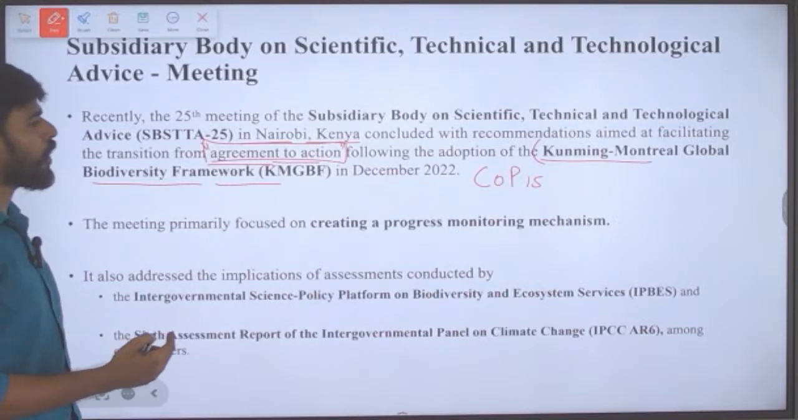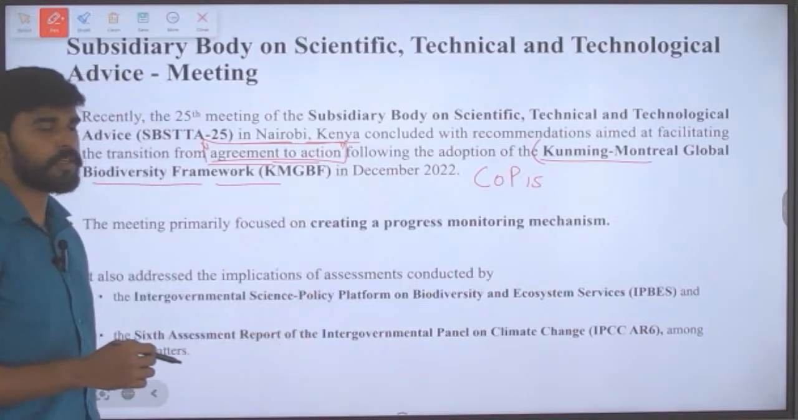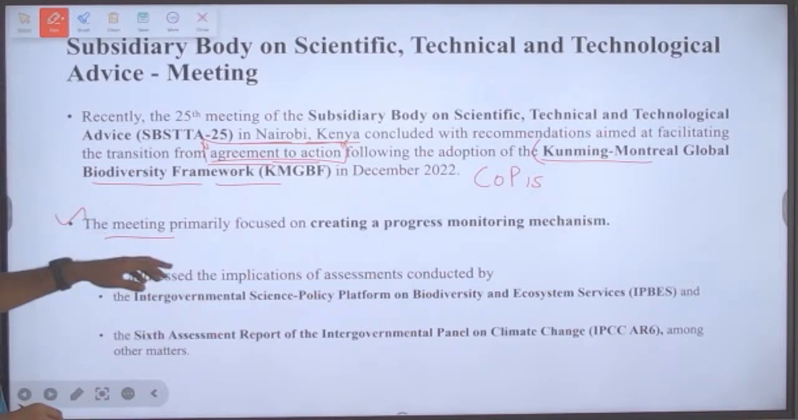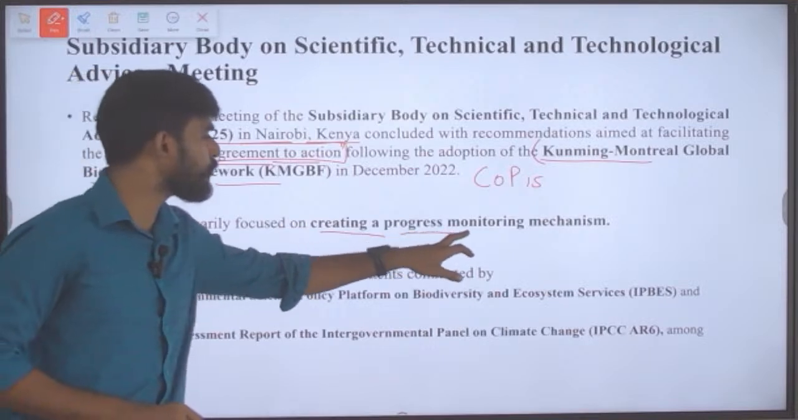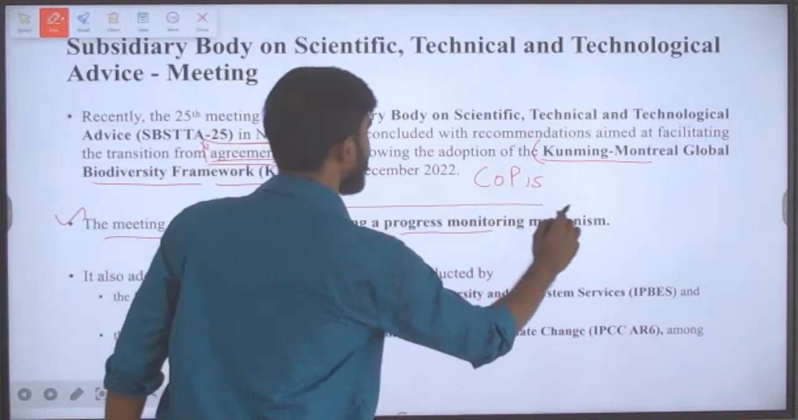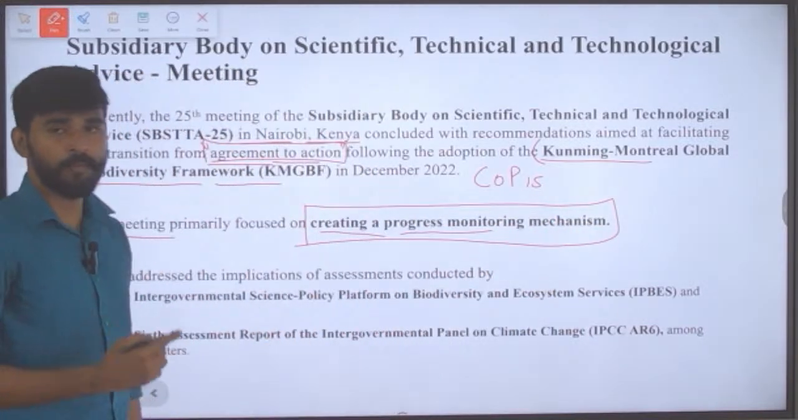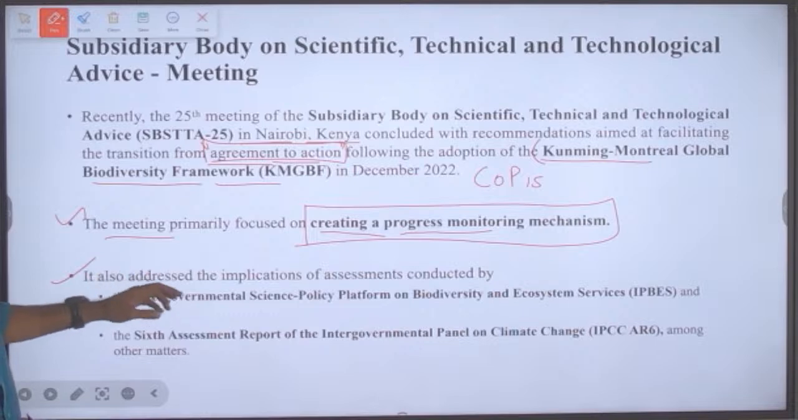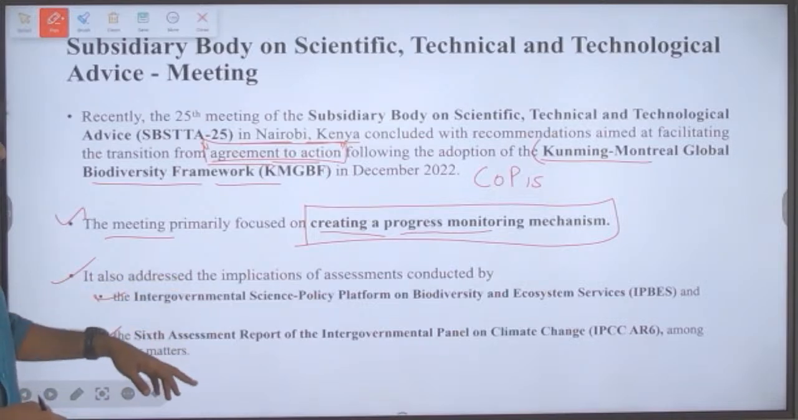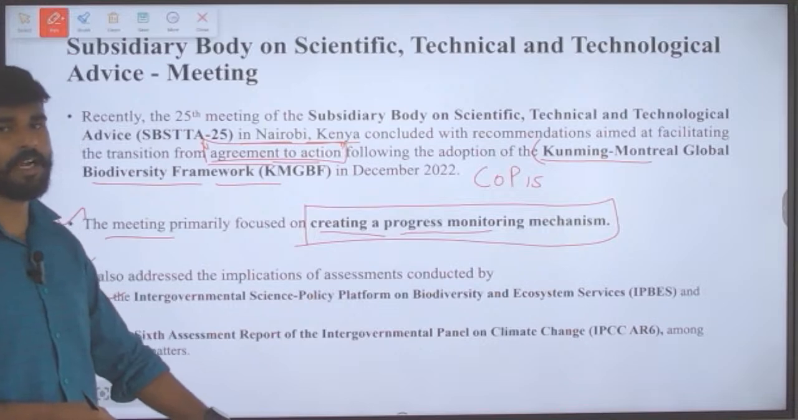So we need to know about the Kunming-Montreal Protocol, okay, or the framework. Next, this meeting primarily focuses on creating a progress monitoring mechanism. So they have focused on creating a progress monitoring mechanism. Moreover, this meeting addressed implications of assessments which have been conducted by IPBES and then IPCC, the sixth assessment report of IPCC. What is IPBES? And what is IPCC? All these details we will understand one by one.